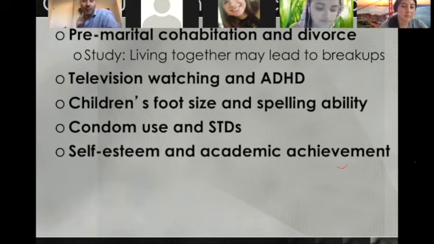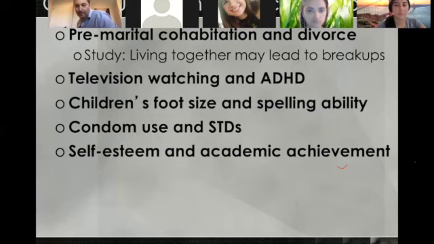Kids who have high self-esteem tend to do better in school. Why might that be the case? Yeah, so kids who have high self-esteem have better grades. So why? Okay, so people have got a couple explanations here.